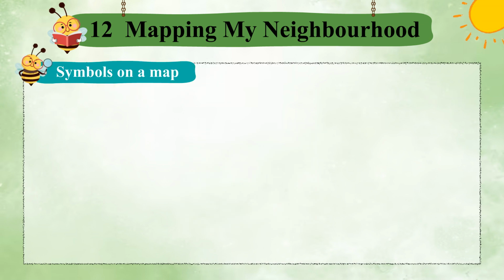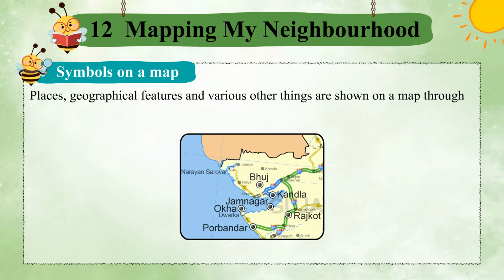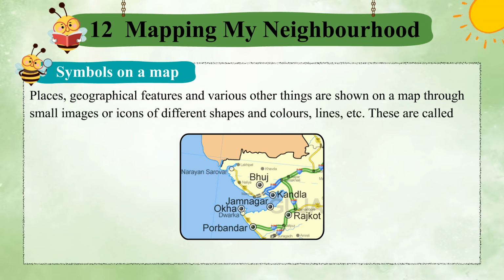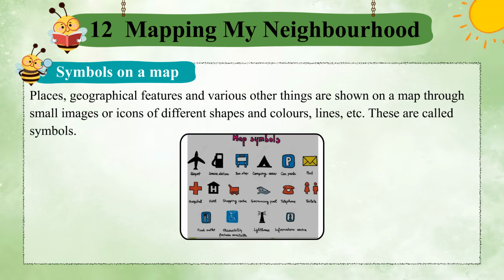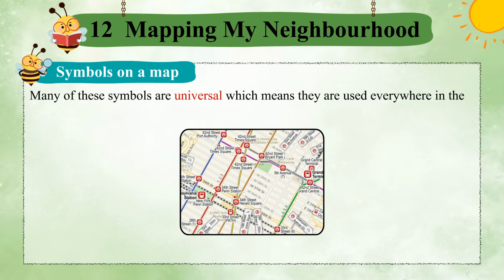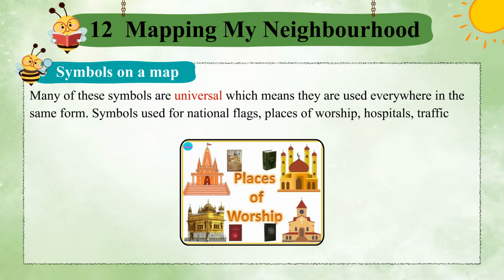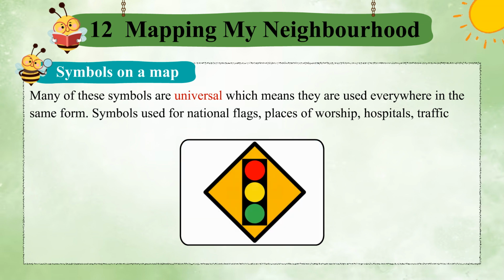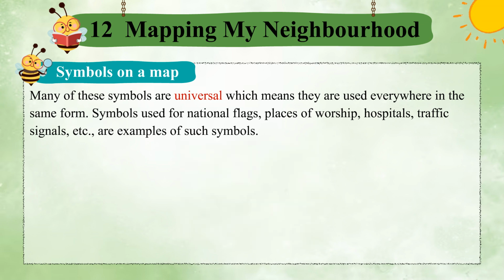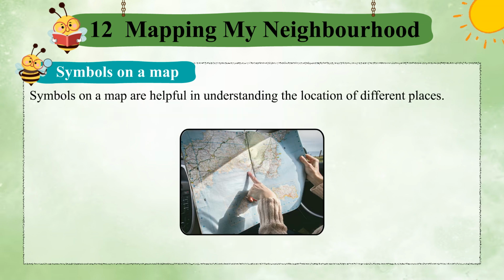Symbols on a map. Places, geographical features and various other things are shown on a map through small images or icons of different shapes and colors, lines, etc. These are called symbols. Many of these symbols are universal, which means they are used everywhere in the same form. Symbols used for national flags, places of worship, hospitals, traffic signals, etc. are examples of such symbols. Symbols on a map are helpful in understanding the location of different places.